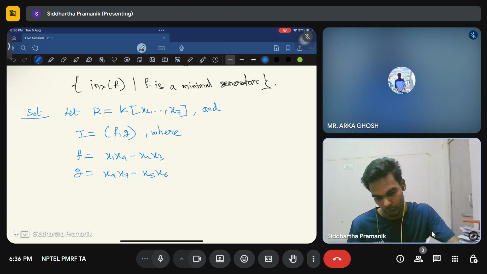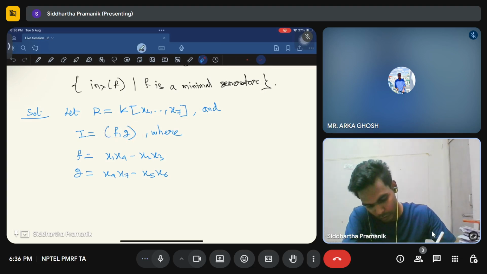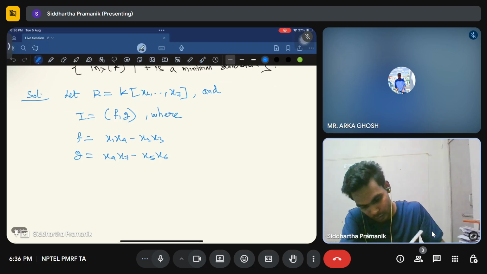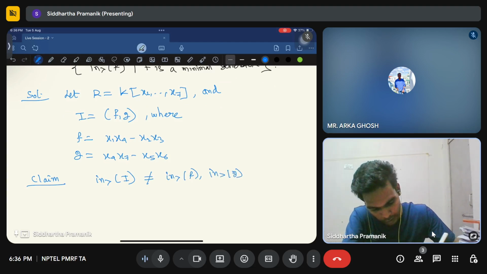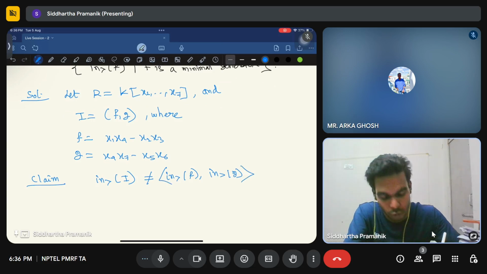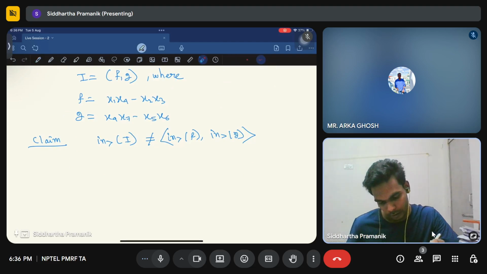So we need to prove that this {F, G} is a generating set, but this is not a Gröbner basis. So what do we mean by that? The claim is: initial of I is not equal to the ideal generated by initial of F and initial of G. One side is always true, so we need to prove that this is a proper containment.